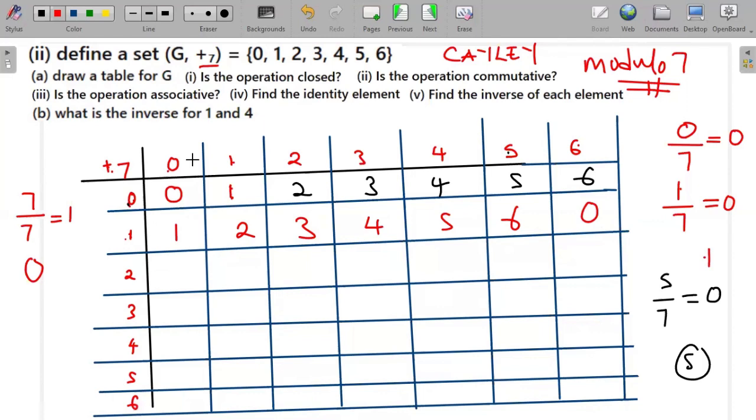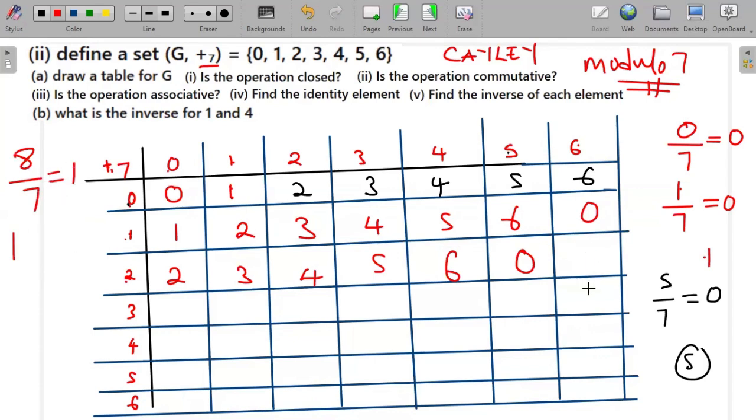2 plus 0, that will be 2. 2 plus 1, that will be 3. 2 plus 2, 4. 2 plus 3, that will be 5. And then 2 plus 4, that will be 6. 2 plus 5, that will be 7. But I can't write the 7 there. So I use the definition of a modulo. It will be 7 divided by 7, that will be 1. Remainder what? 0. 2 plus 6, that will be 8. 8 divided by 7, that will be what? 1. Remainder 1. So I put 1 there.